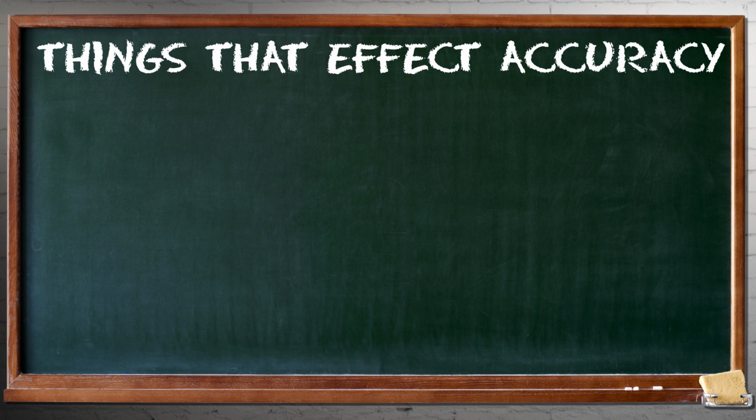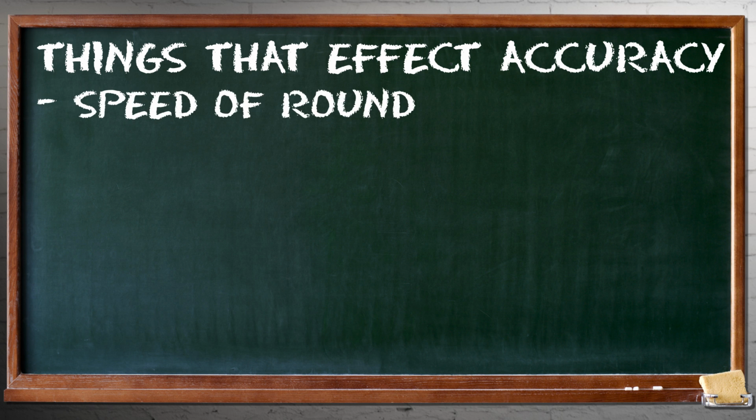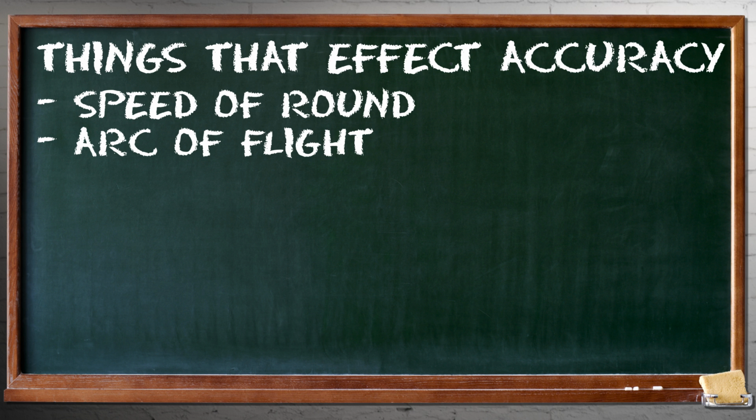So things that affect accuracy: the speed of the round. And this does two things. One, it reduces the amount of lead that you need to hit the target. Try hitting a light tank in World of Tanks with a KV-2 that's careening along at 50 kilometers an hour, versus try doing it with something a little bit faster like a Panther. You'll see obviously that the faster round is more likely to hit. It's easier to aim.